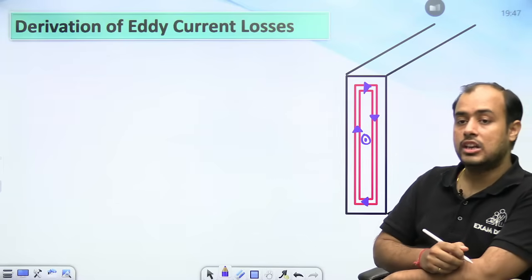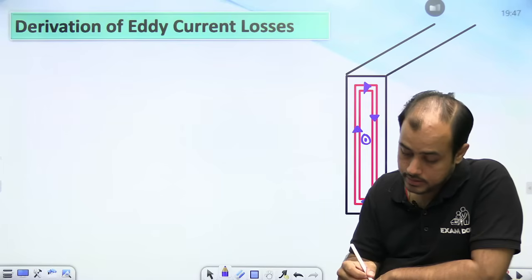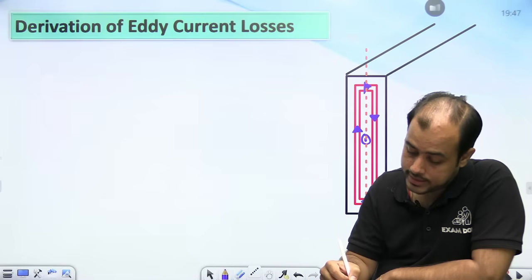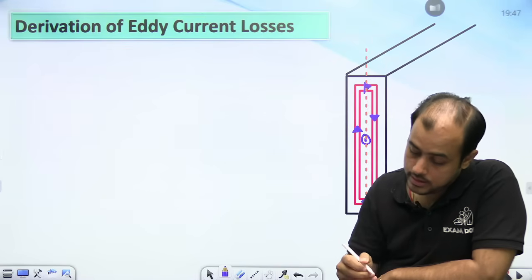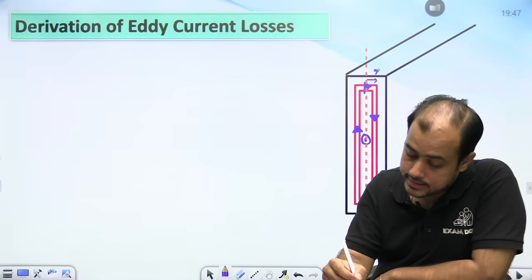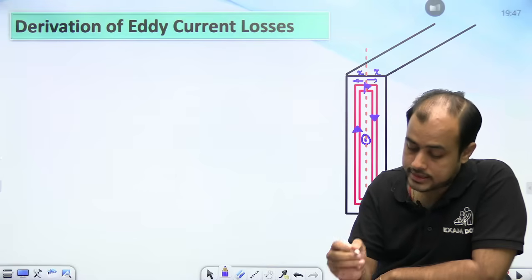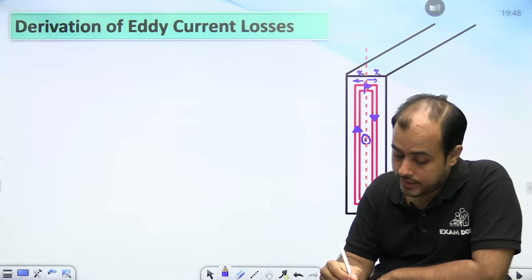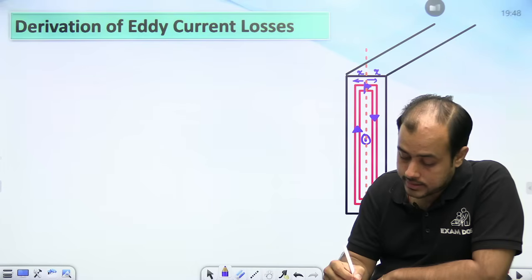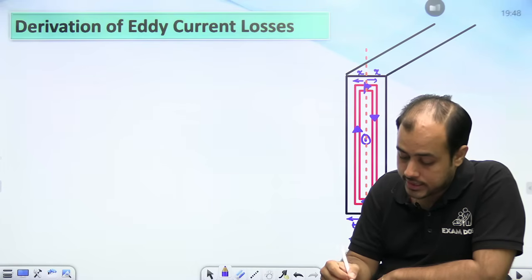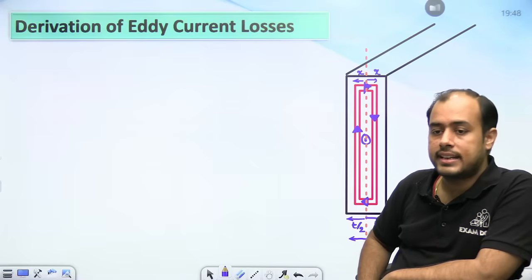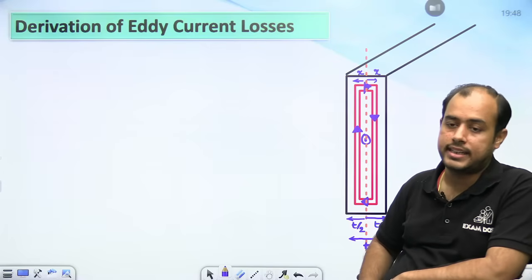So I need to find the loss due to this current. मुझे इस करंट की वजह से लॉस निकालना है. So I take a central line. From central line, this distance is x and this distance is also x. That is the width of the loop is 2x. This is t by 2, t by 2. So this is the thickness of the lamination t. ये lamination का thickness हो गया t, t by 2 on both the side. Central line से t by 2 on both the side.